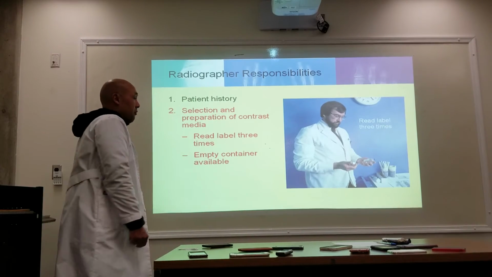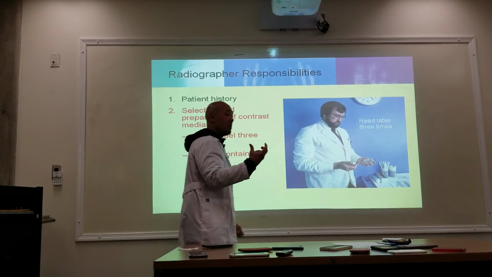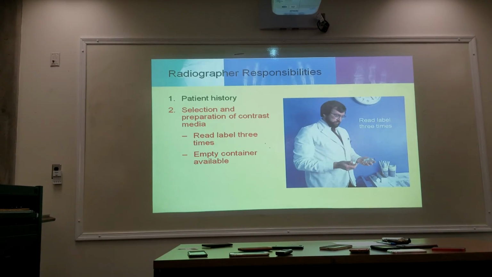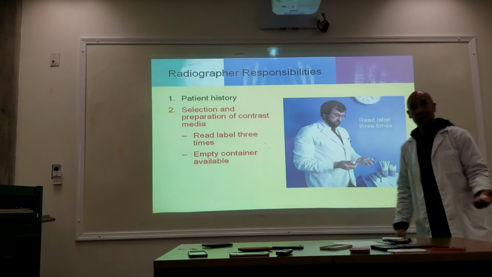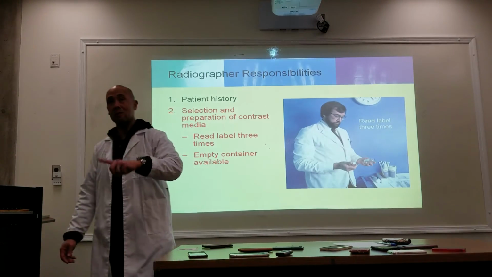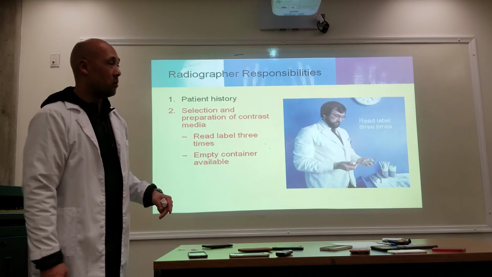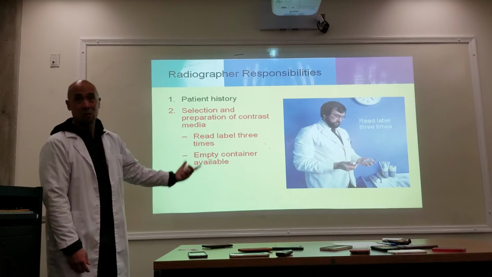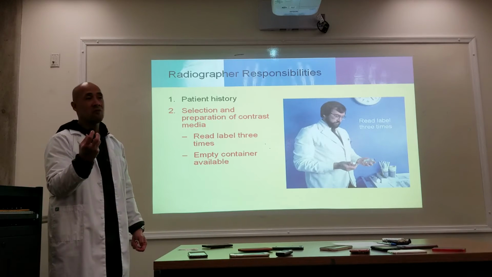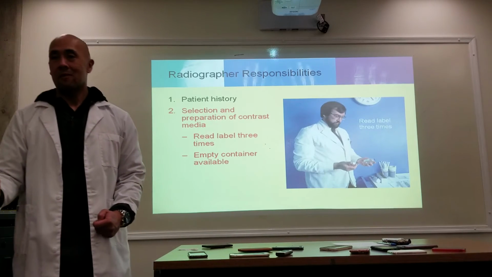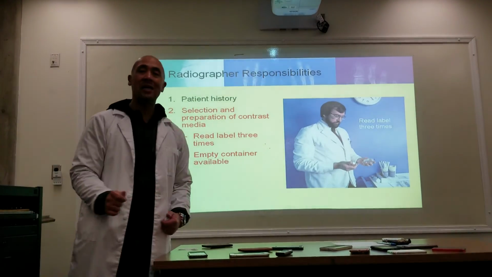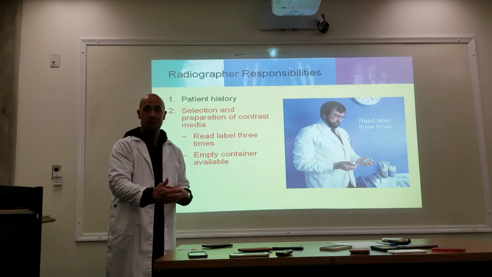You're checking for the integrity of the bottle, making sure that it hasn't been tampered with. It hasn't been previously used. Remember, contrast is for one-time use only. One-time use, one patient. So make sure it's not one that's already been used or open. And then lastly, check for the lot number. All this information you are going to be writing down on the requisition.